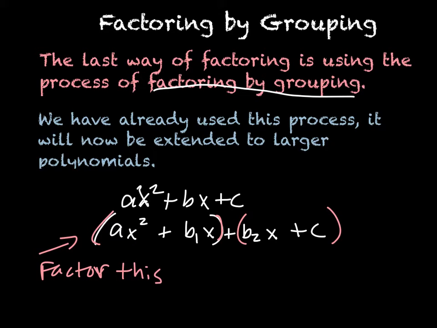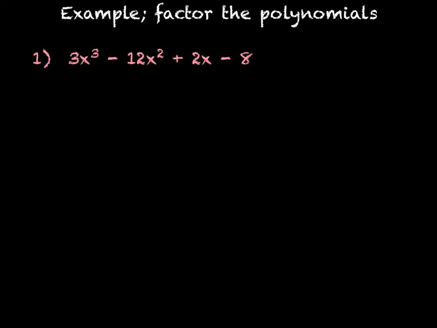So we're going to do the same thing, but we're going to extend it to larger polynomials. So we're going to do some examples of factoring polynomials by grouping. So we have 3x cubed plus 12x squared plus 2x minus 8. So I'm going to group 3x cubed plus 12x squared, and plus 2x minus 8.